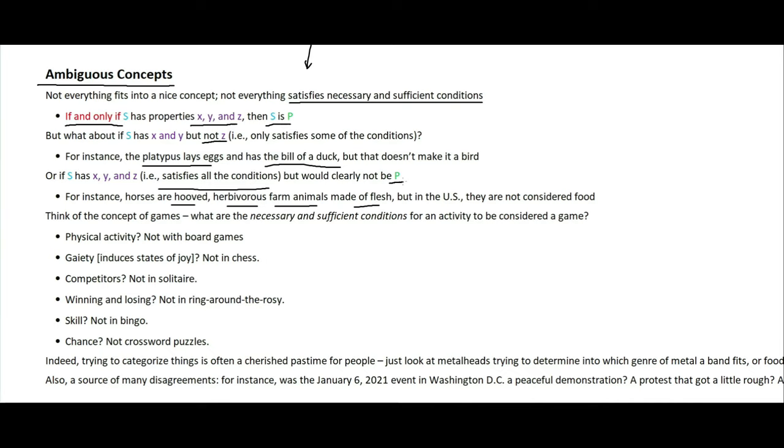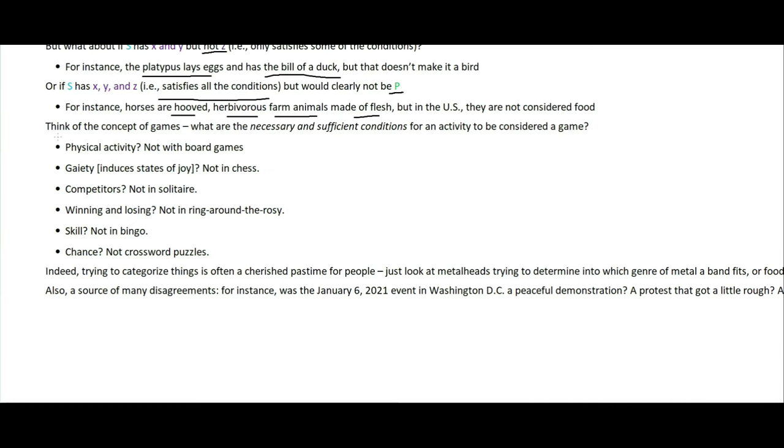But we're saying that a horse satisfies all these things, but it is not a food animal. And so once again, we have this sort of ambiguity here. Steven Pinker actually gives the example of the concept of games. So what are the necessary and sufficient conditions for an activity to be considered a game? These are all sort of things that Steven Pinker goes through.